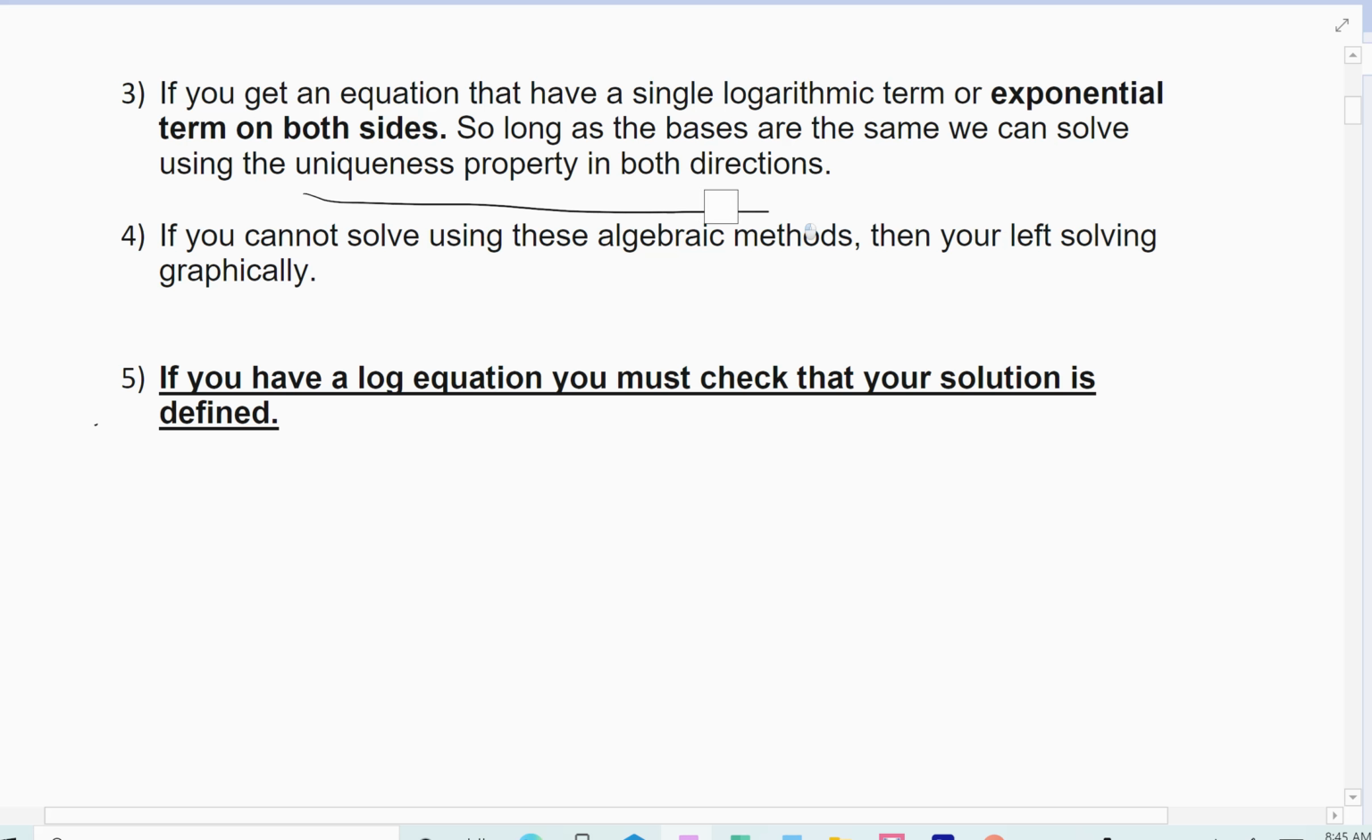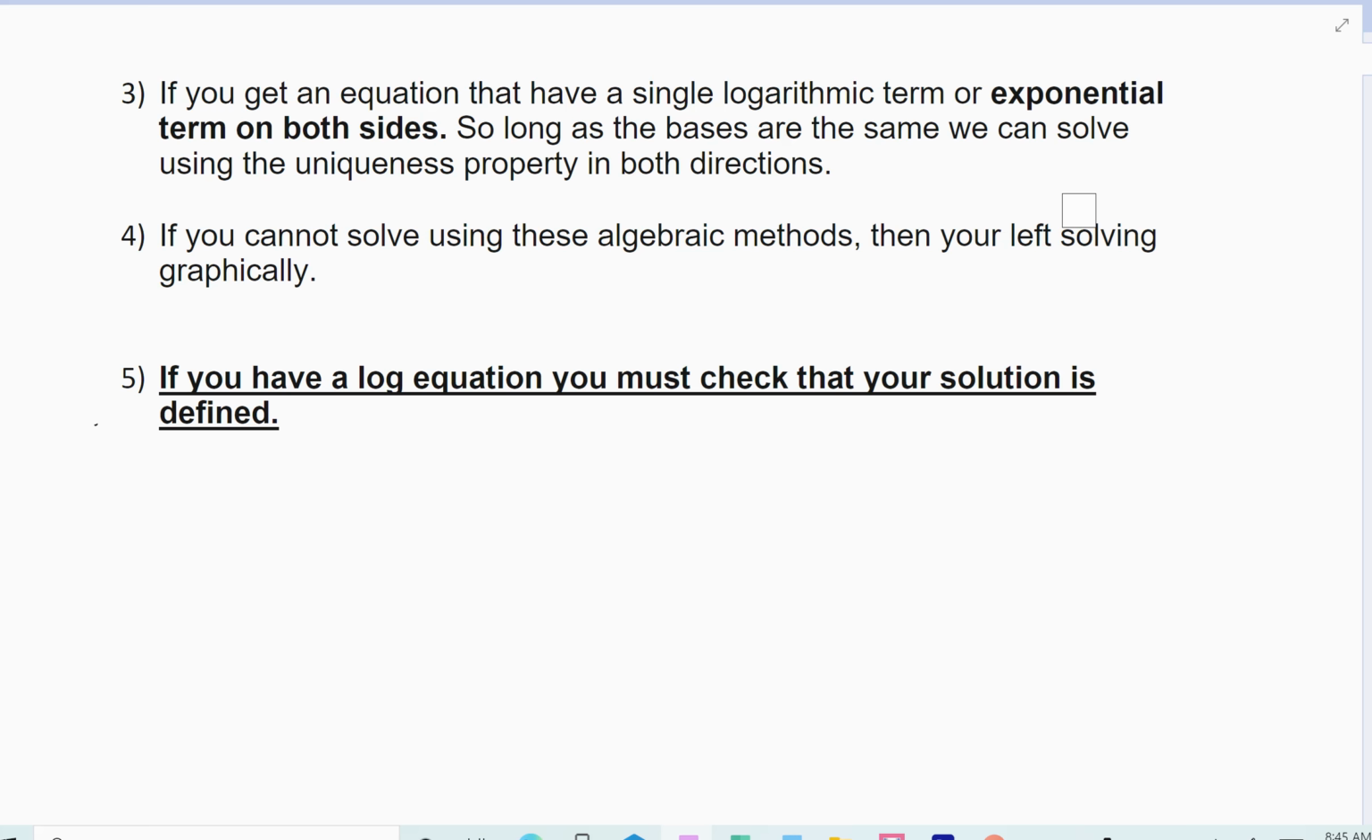If you can't solve algebraically, there is always graphical. The downside to graphical is you can never find the exact answer, but you can always find an approximate answer. And actually, we're going to look at some examples later on in this set of notes where you have to solve it graphically. There is no algebraic way.